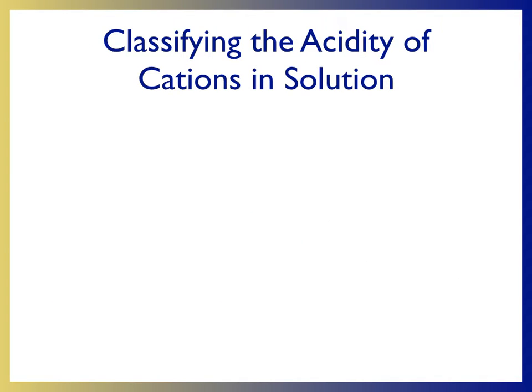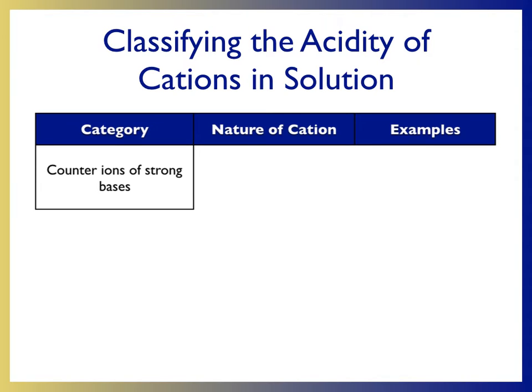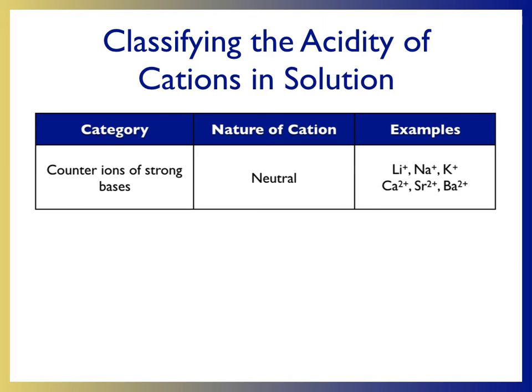To classify a salt as acidic or basic, we have to look at each of the ions that make up the salt. We first take a look at the types of cations that can be involved. Cations that are counterions of strong bases tend to be neutral. That is, they do not appreciably affect the pH of the solution. Counterions of strong bases are the metal cations that are associated with the hydroxide ion for the formula of a strong base. These ions include lithium, sodium, potassium, calcium, strontium, and barium.